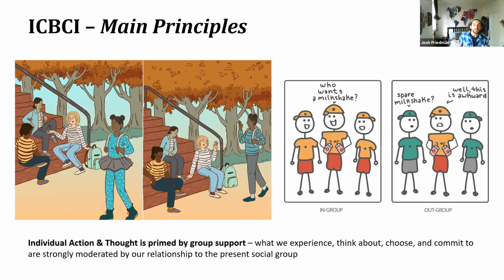Unfortunately, and fortunately at the same time, individual action and thought is actually primed by group support. We are what we eat. We are also who we interact with, who we be together with, who we see as ourselves or not ourselves. So what we experience, think about, choose, and commit to are strongly moderated by our relationship to the present social group, whether that's physically present, mentally present, emotionally present. It could be across many of these dimensions.